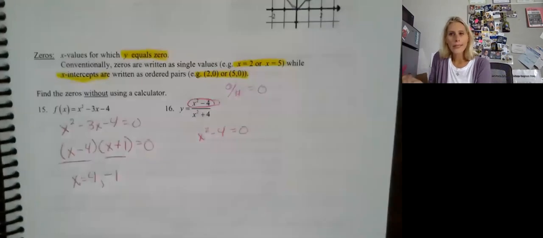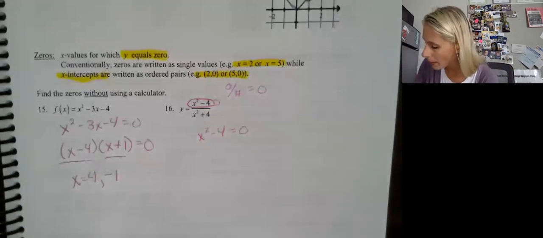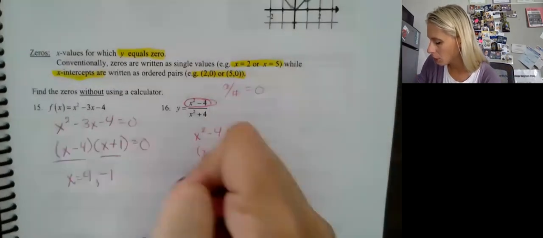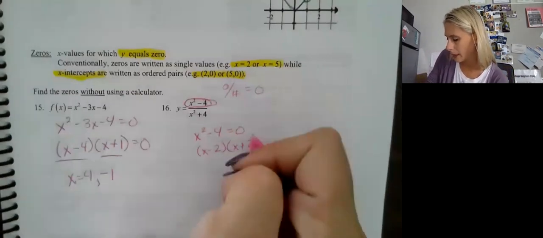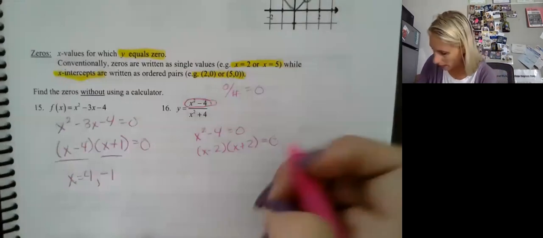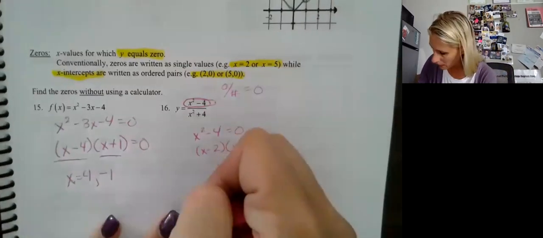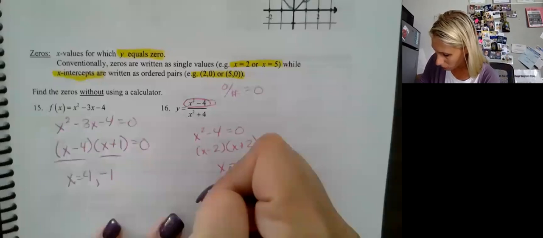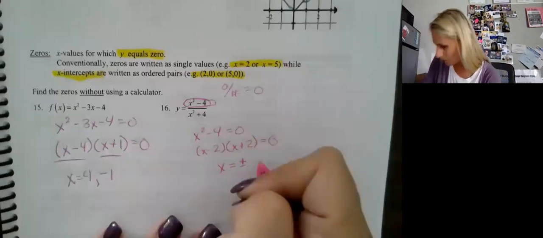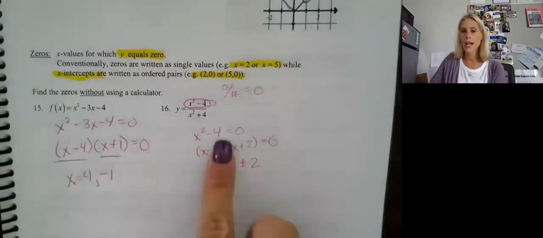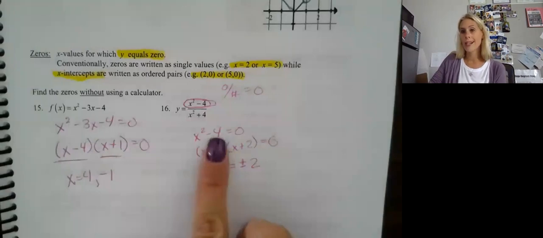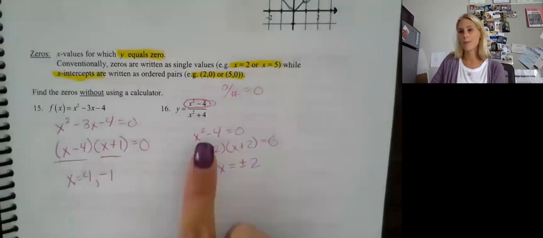Okay, so x squared minus 4 is a special case. Remember, it's the difference of two squares. So we have x minus 2 times x plus 2 equals 0. So x equals plus or minus 2. The other thing we could do if you didn't want to factor, guys, is that you could have solved it as I'm going to add 4 to both sides and then take the square root.